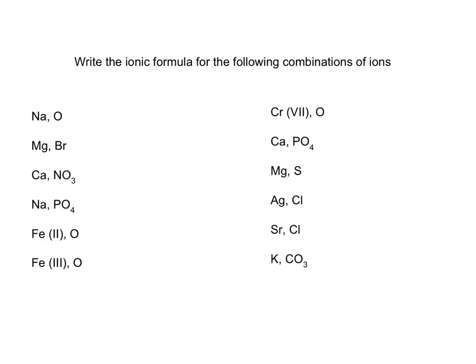Here's a bunch of ionic formulas for you to try. Each of the ions is given. Come up with the chemical formula. In the case of the transition metals, remember that the Roman numeral tells you what the charge is for that particular metal. Pause the video now, try to come up with the ionic formulas, restart the video to check your answers.